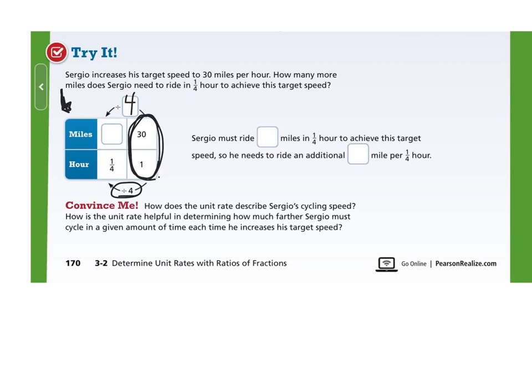So that means Sergio must ride 7 5/10 miles in a quarter hour to achieve his new target speed. Since he already was riding 7 miles in 1/4 of an hour, that means he needs to ride an additional half mile, or 5/10 of a mile, per quarter hour to achieve that target speed.